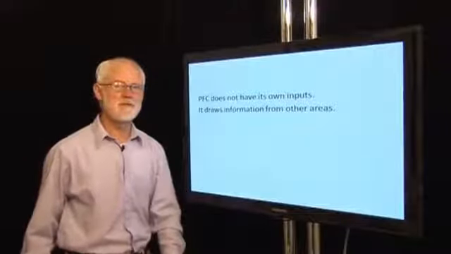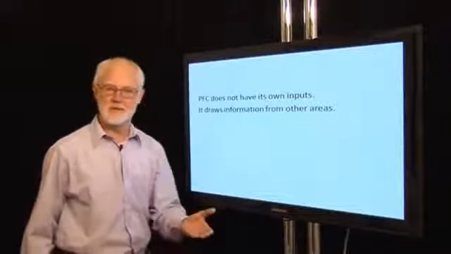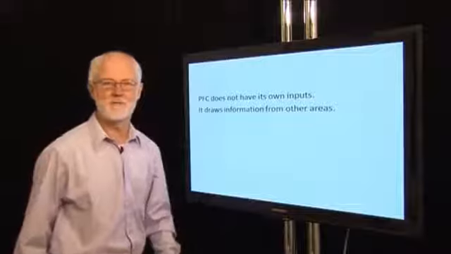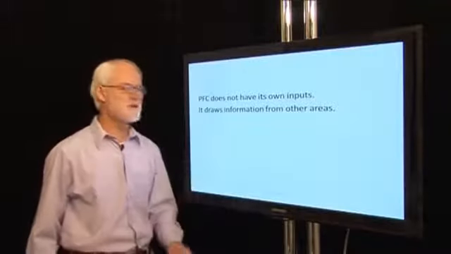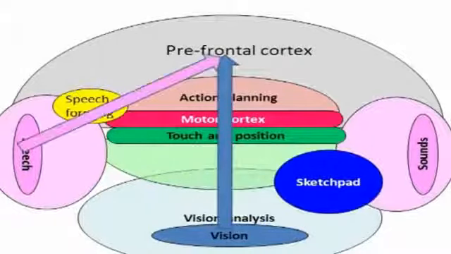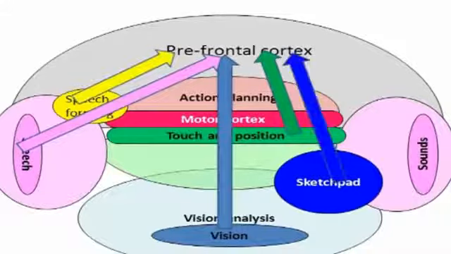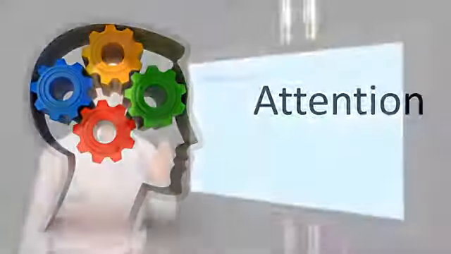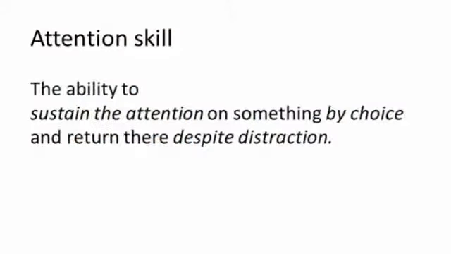The prefrontal cortex doesn't have its own inputs, such as the visual or auditory area, for instance. It draws in information from other parts of the brain, such as the visual area, auditory, kinesthetic, speech and language areas, and the sketchpad. In order to do its job, it needs to be able to connect with these areas well. The attention skill is the ability to sustain the attention on something by choice and to return there despite distraction.